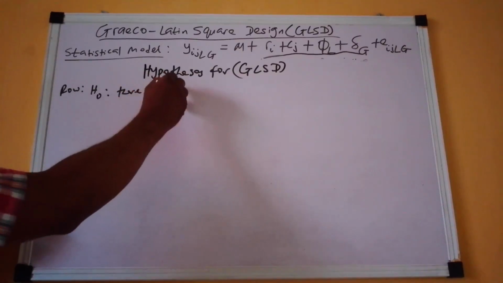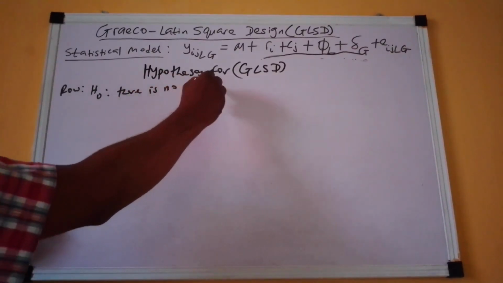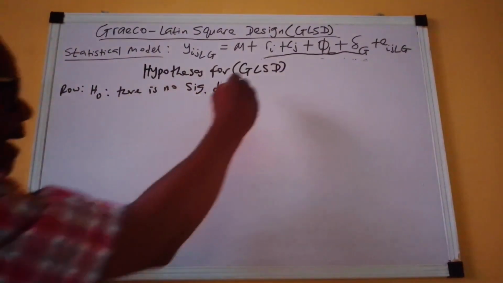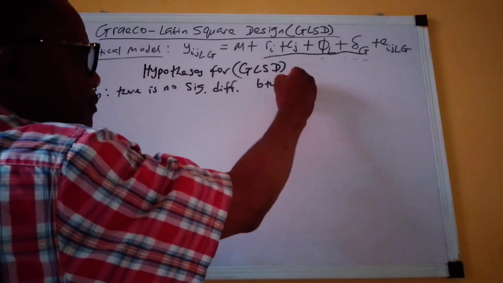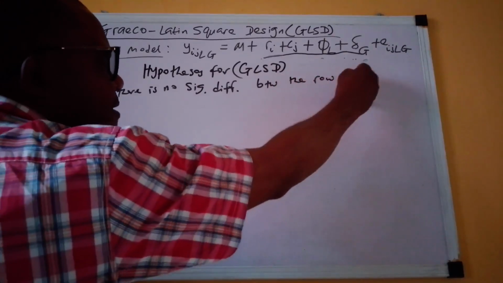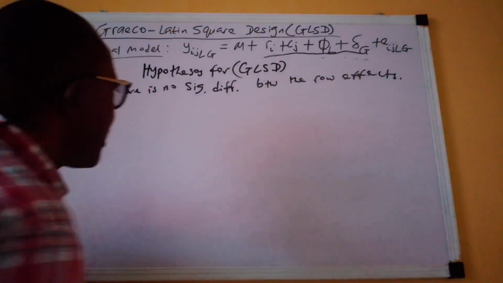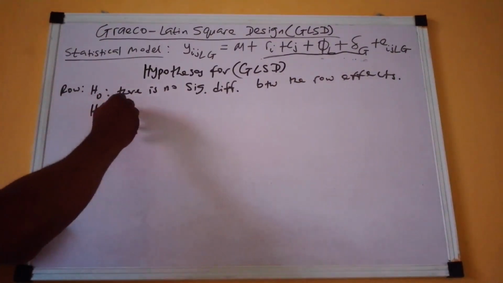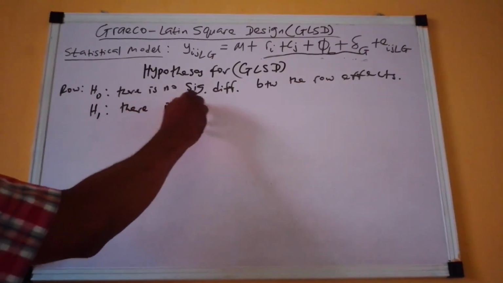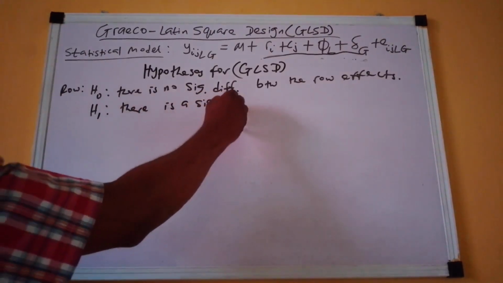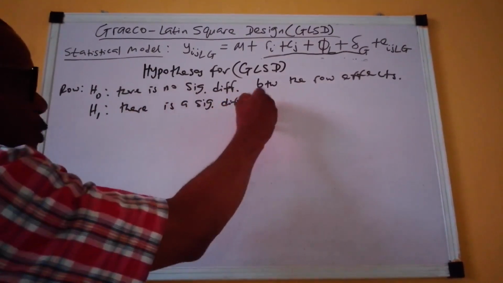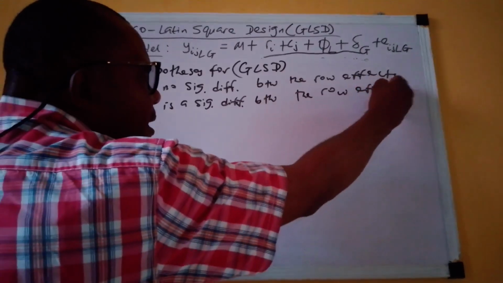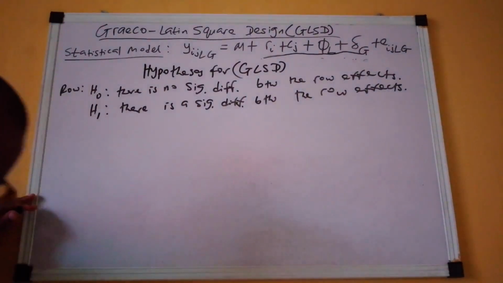there is no significant difference between the row effects. The alternative hypothesis will say there is a significant difference between the row effects. That is for the row.